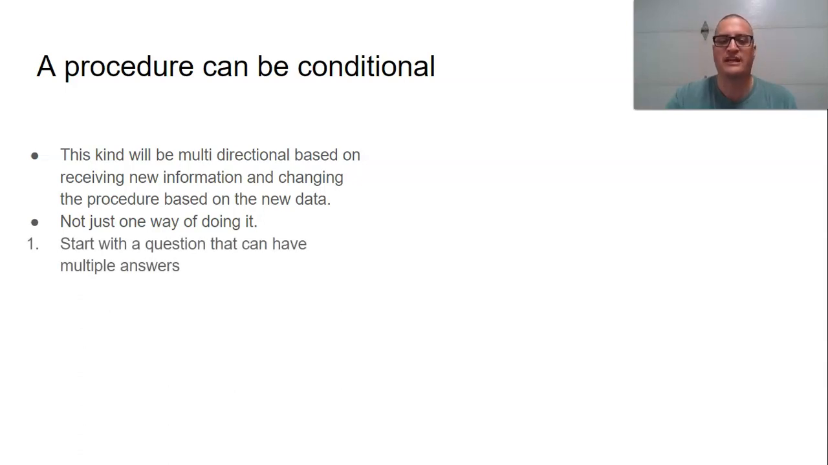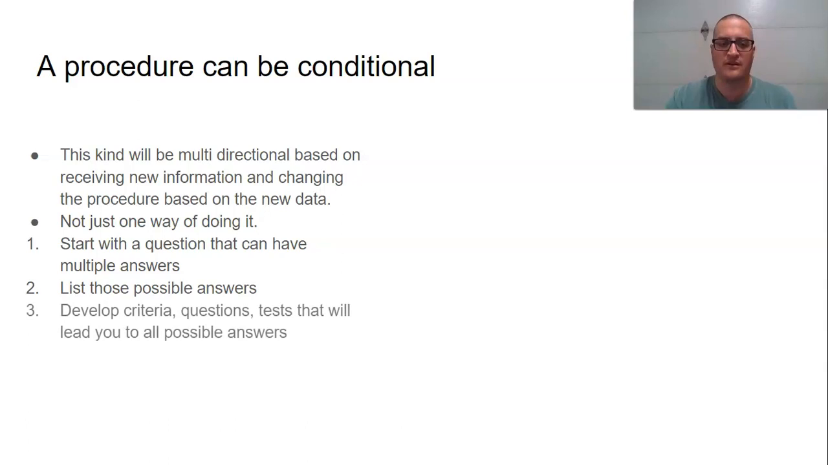You start with a question that can have multiple answers. Okay? These are the parts. List those possible answers. Develop criteria or questions or tests, because this all depends upon what you're actually doing, that will lead you to all possible answers. So here's our example.